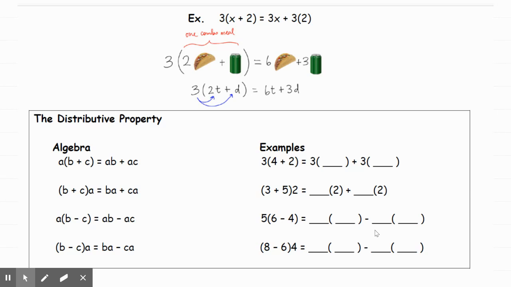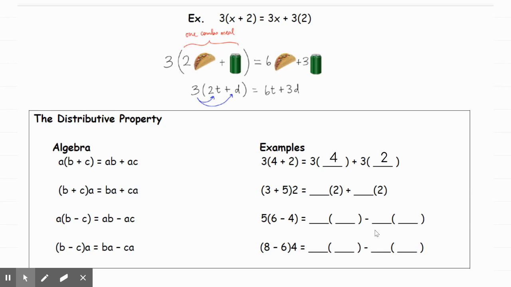Okay, so the first example is 3 times the quantity of 4 plus 2. Now, normally we would do order of operations. We would add 4 plus 2 and get 6, and then multiply that by 3. We are not going to be practicing that this week. We are going to be practicing using the distributive property. So you take the number that is outside of the parentheses and you multiply it by each individual thing inside. So that becomes 3 times 4. Keep the symbol inside the parentheses the same, so it stays plus, and then 3 times 2.